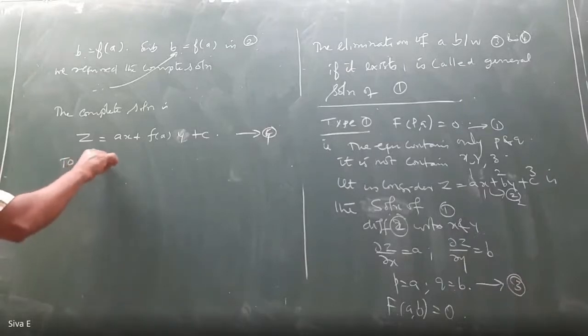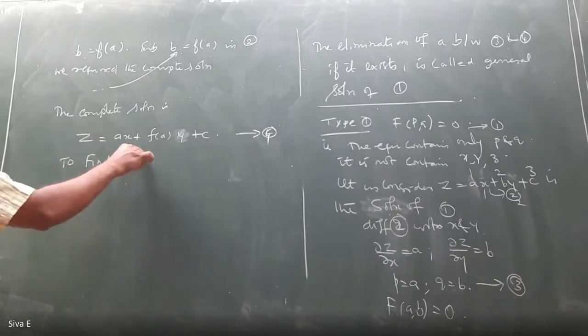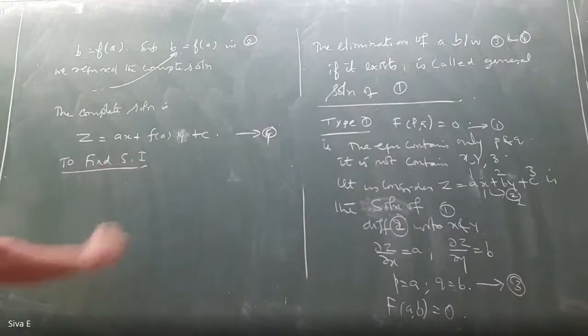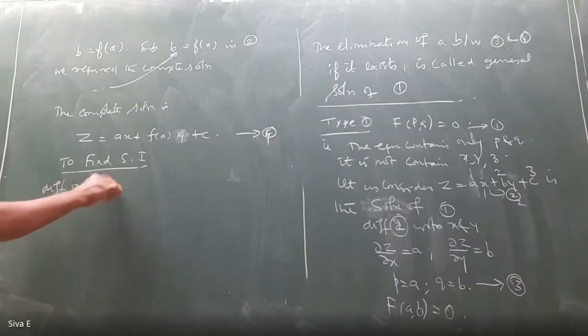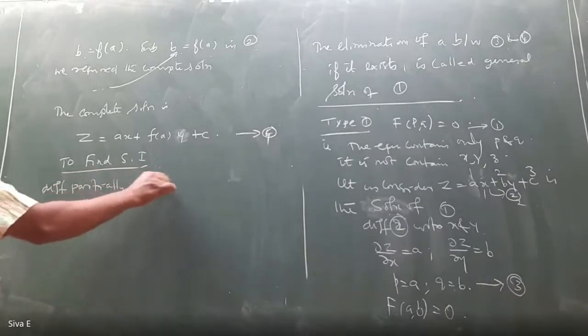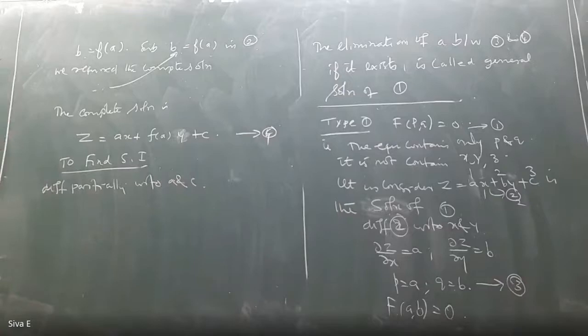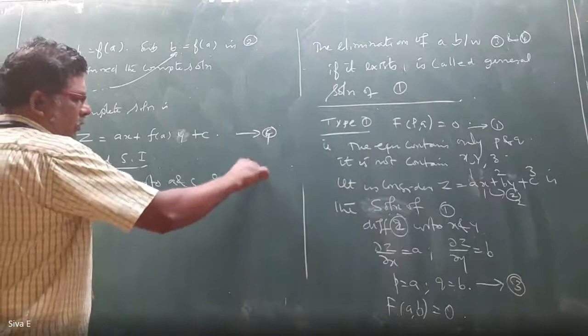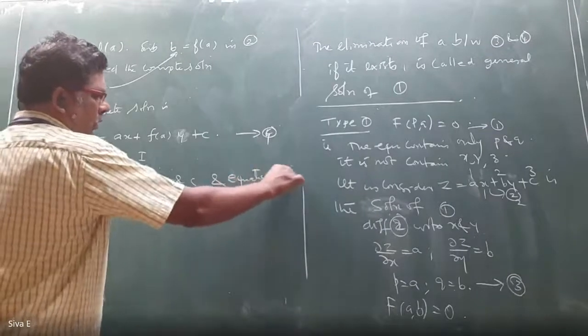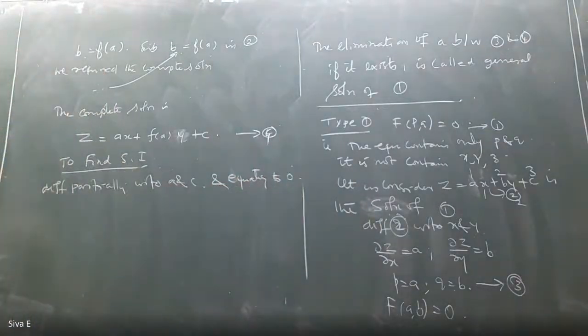To find the singular integral or singular solution, differentiate partially with respect to a and c. What is the procedure to find singular solution or singular integral? Differentiate partially with respect to the arbitrary constant and equate to 0.